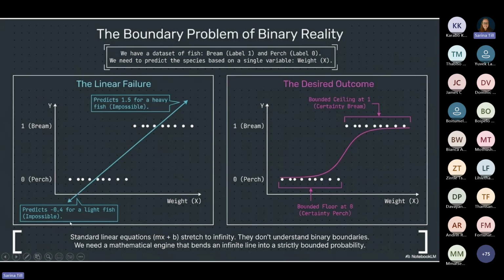Here's what we have. We have weights, and then we have perches and breams, and we want to be able to predict, based on the weight, whether this is going to be a perch or a bream. But we actually can't draw a line, because it's not going to work. A standard linear equation like mx plus b stretches to infinity, so it won't give us a perch or a bream. It doesn't understand binary boundaries like this. So instead of fitting a line, we want to fit an S. We need a mathematical engine that bends the infinite line into a strictly bounded probability.